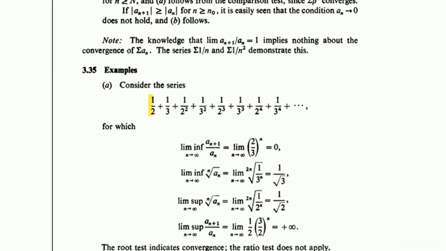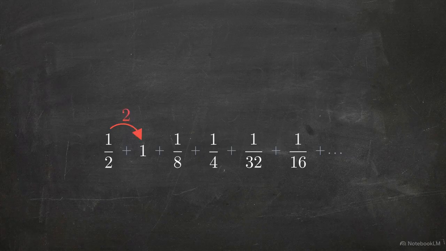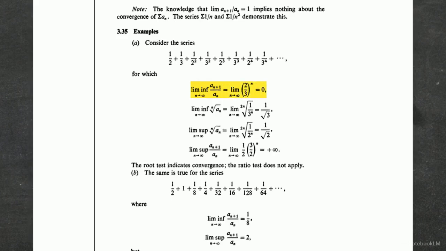Rudin provides a specific alternating denominator series in example 3.35 to demonstrate what happens when we apply both methods. Try to mentally apply the ratio test here. Because the denominator alternates, the step from an even index to an odd one produces a wildly different ratio than the step from an odd index to an even one. As a result, the limit inferior drops to 0, while the limit superior shoots to positive infinity. The ratio test breaks down entirely because its limits span past the boundary of 1.